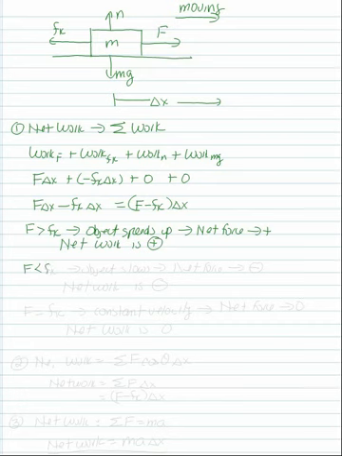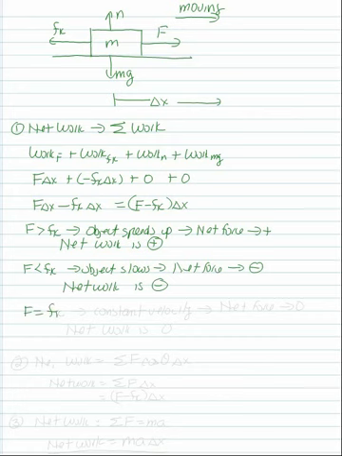If F is less than Fk, that means it's still moving to the right, but slowing down. The object slows. Net force negative. So the net work is negative. And all that means is if the net work is negative, the object slows.